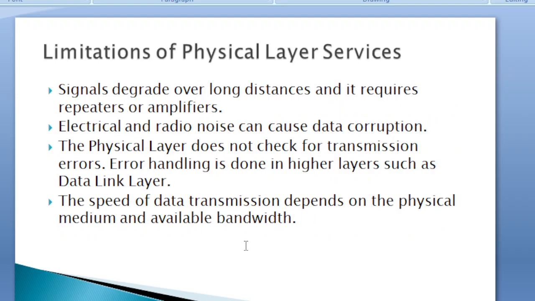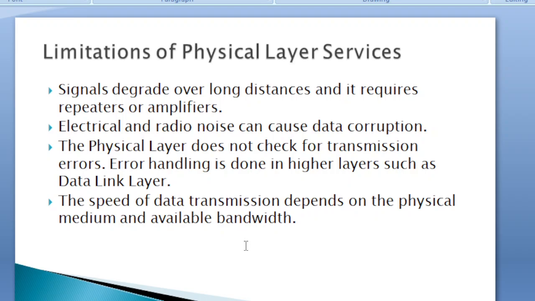But some of the limitations of physical layer services are that signals degrade over long distances and require repeaters or amplifiers. If we are sending data over a long distance, there is a chance that the signal will degrade. So we need to use repeaters or amplifiers for regenerating or amplifying the signal. Next, electrical and radio noise can cause data corruption. There is a chance of data corruption due to radio noise or electrical noise.